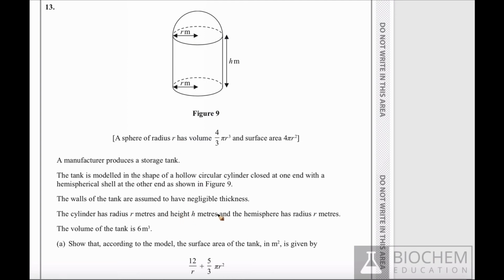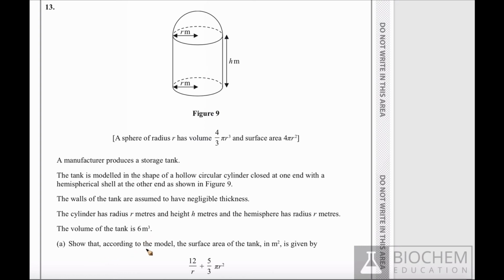And height h meters, this is the height h meters of the cylinder. And the hemisphere has radius r meters as well. The volume of the tank is 6 meter cube. That means the volume of the cylinder and the volume of the hemisphere shell on the top together gives you a volume of 6 meter cube.